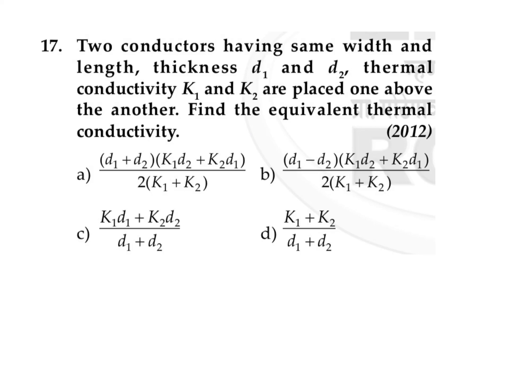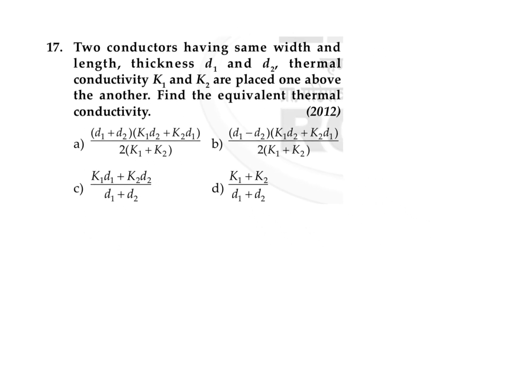In this question, it is given that two conductors having the same width and length, thickness d1 and d2, and thermal conductivities K1 and K2, are placed one above the other. Find the equivalent thermal conductivity. So in this question, just try to understand what they are trying to say.